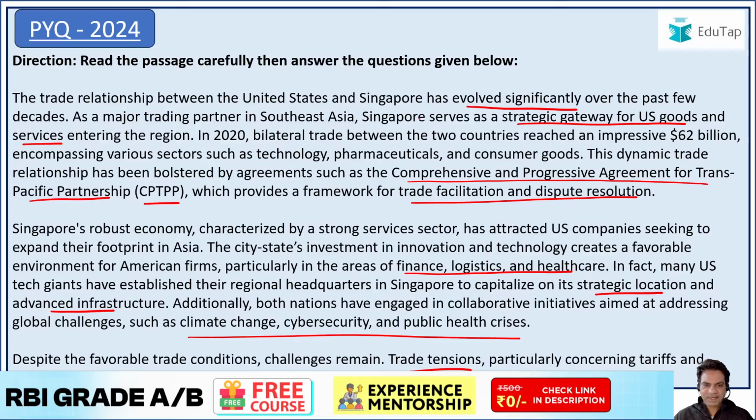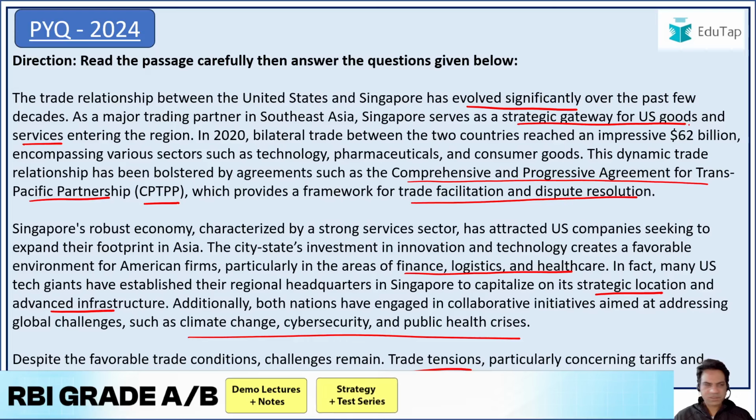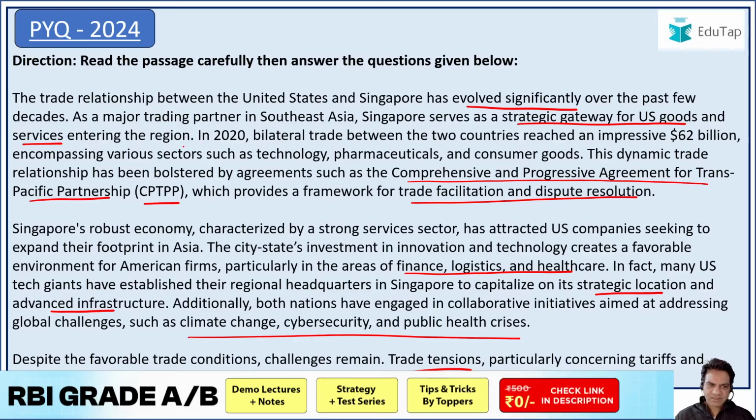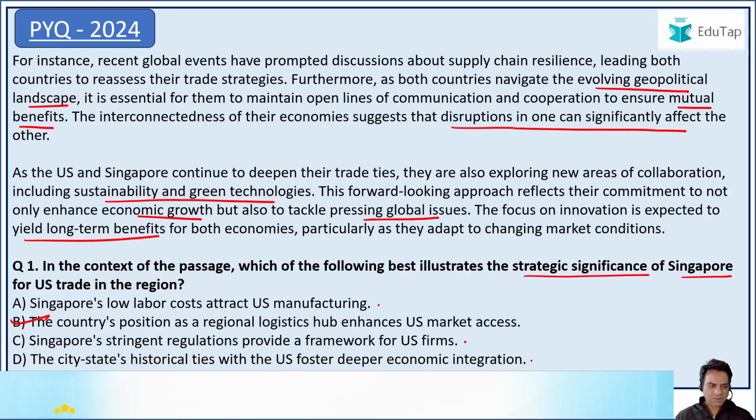Yeah, so in the second line, Singapore serves as a strategic gateway for US goods and services entering the region. So that was given. So the answer is option number B.